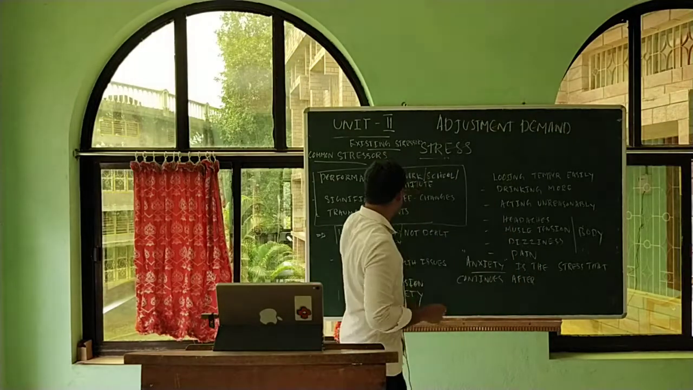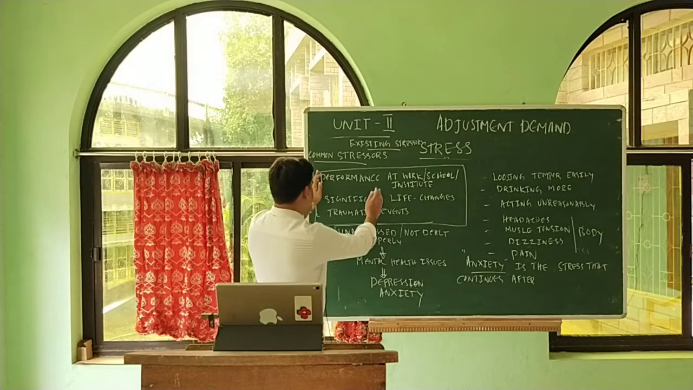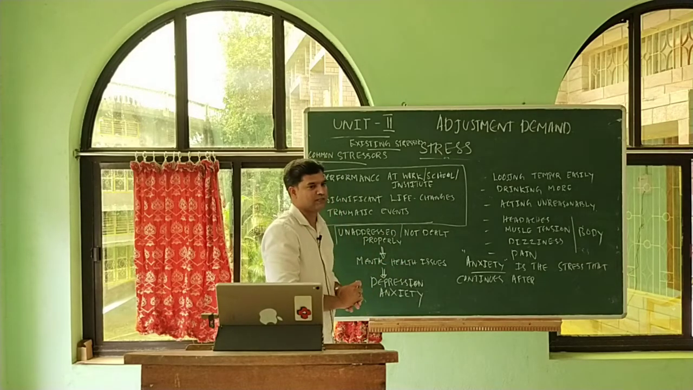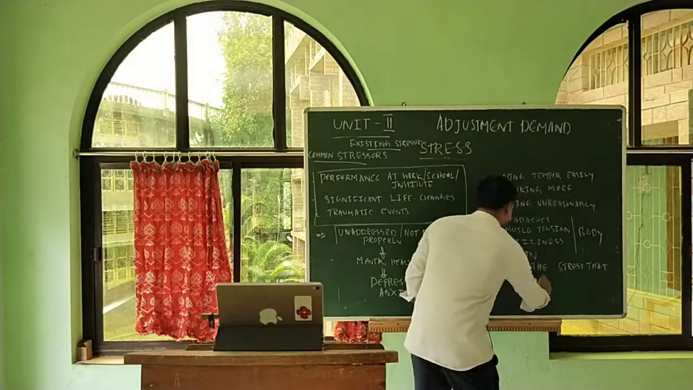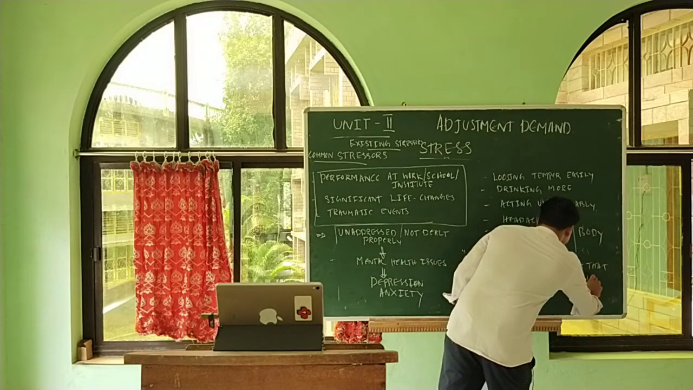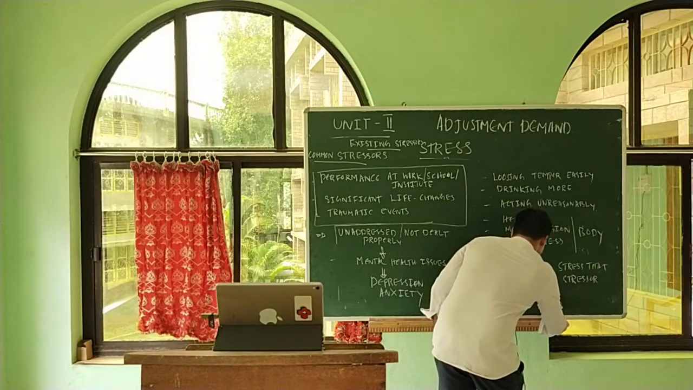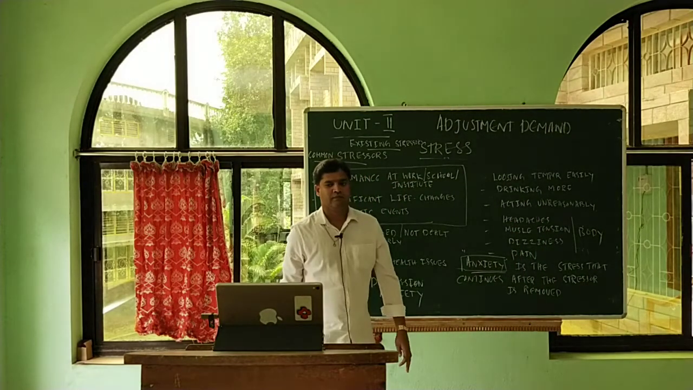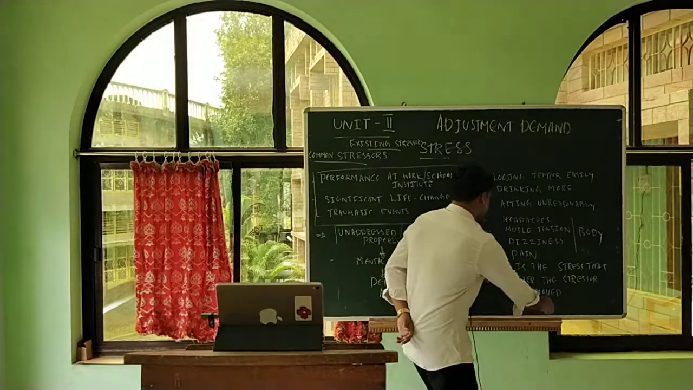See, these are the common stressors leading the person to experience stress. So once the stressors are removed, naturally stress also should go. But if the stress is still persistent in the person, that is what we call anxiety. So anxiety is the stress that continues after the stressor is gone, after the stressor is removed.